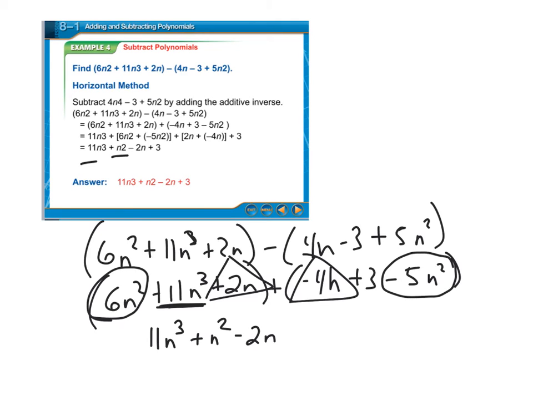And then you'll notice there's this guy here all by himself again, kind of like this guy was. So this 3, I just put him on the end. There's no constant over here. 3 is a constant because there's no variable on it. There's no other number over here to add to it, so I just leave it, just like I left the 11n cubed alone. Okay, does that make sense? Let me know if you have questions about this stuff.